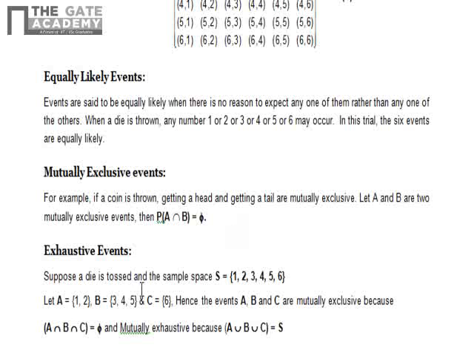For example, suppose a die is tossed and the sample space S is 1, 2, 3, 4, 5, 6, and event A is getting 1, 2, event B is getting 3, 4, 5, and event C is getting 6. Hence, the events A, B, C are mutually exclusive because there is nothing common in these, and also mutually exhaustive because if you take the union of these three, you'll get your sample space again: 1, 2, 3, 4, 5 and 6. So keep these two definitions in mind because they may come in the problem. You have to remember what is mutually exclusive and exhaustive event.